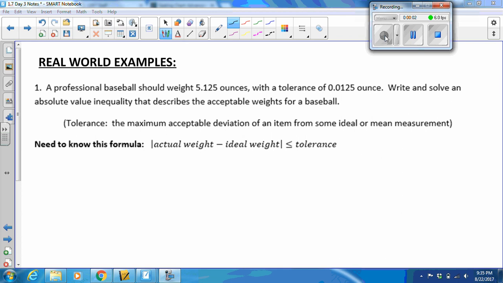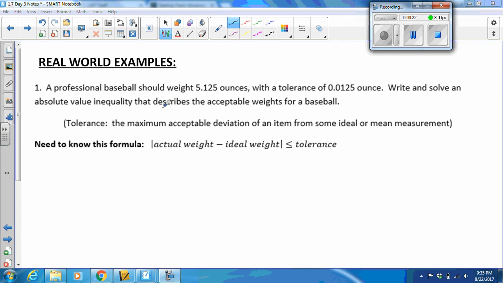So this is part 2 of the 1.7 day 3 notes. You guys have just been working with tricky absolute value inequalities, solving them, graphing them, and writing the answers in interval notation. Now we're going to deal with real-world examples with absolute value inequalities.